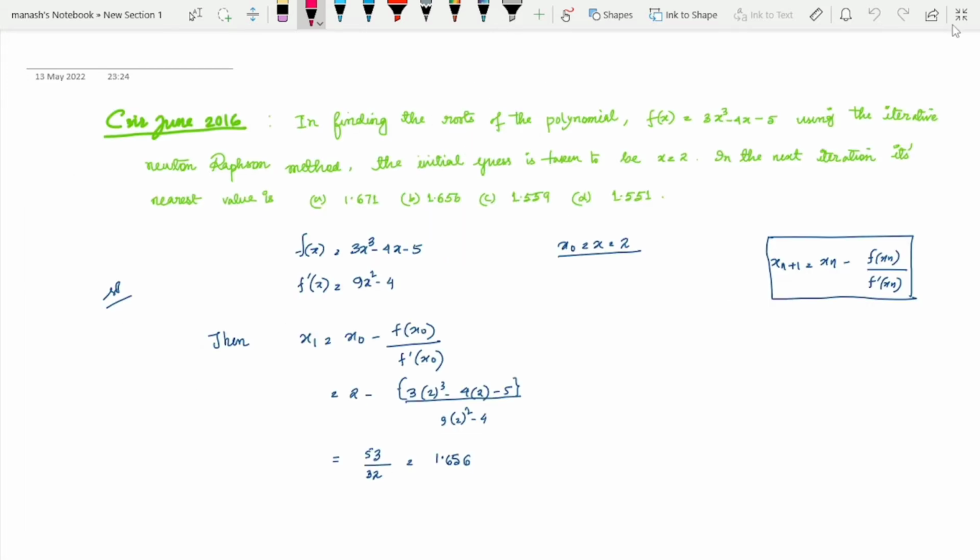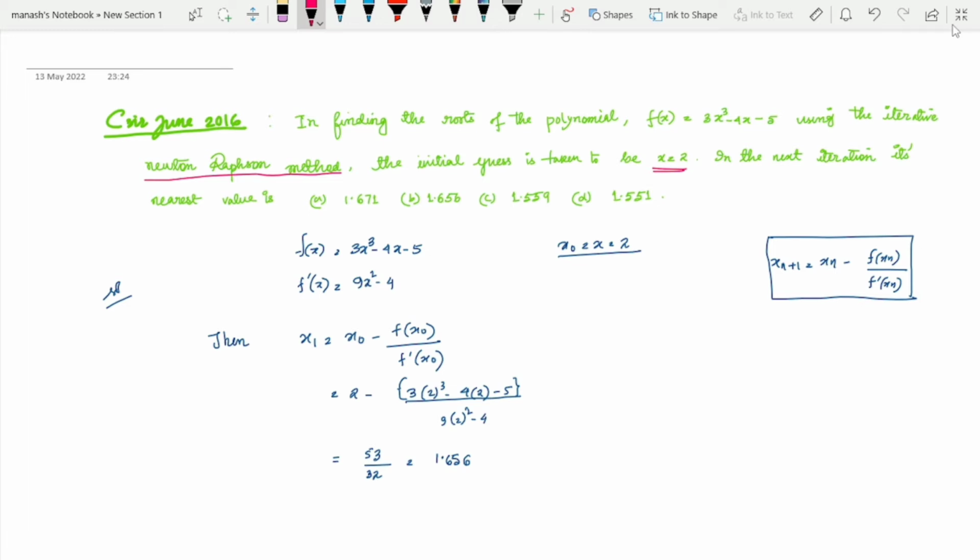This is the first numerical that came in CSIR June 2016. The question is, in finding the roots of the polynomial f(x) = 3x^3 - 4x - 5 using the iterative Newton-Raphson method, the initial guess is taken to be x = 2.